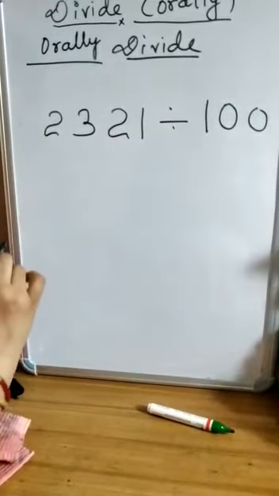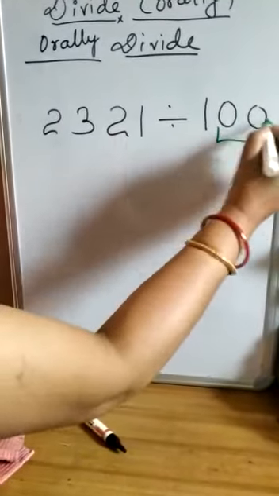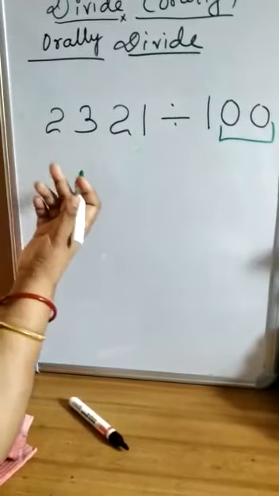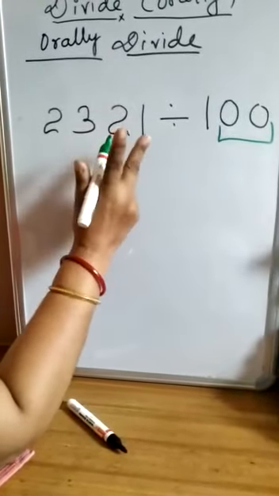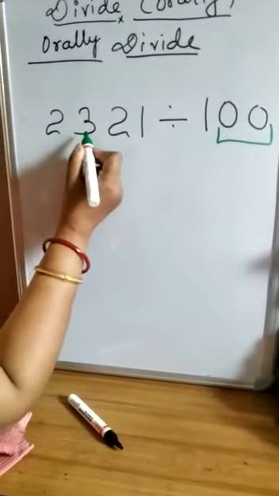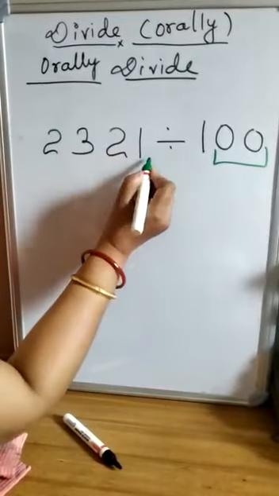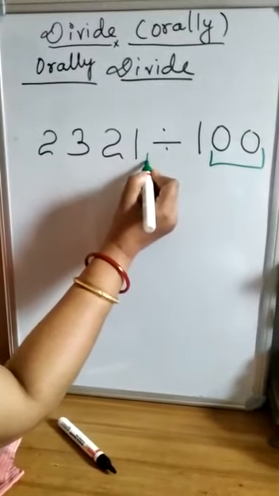2321 divided by 100. So how many zeros are there in 100? 2 zeros. So how will I obtain the quotient? By removing 2 digits from the right side of the number. Here the number is 2321. This is the right side, this is the left side. So I will remove the 2 digits from the right side.